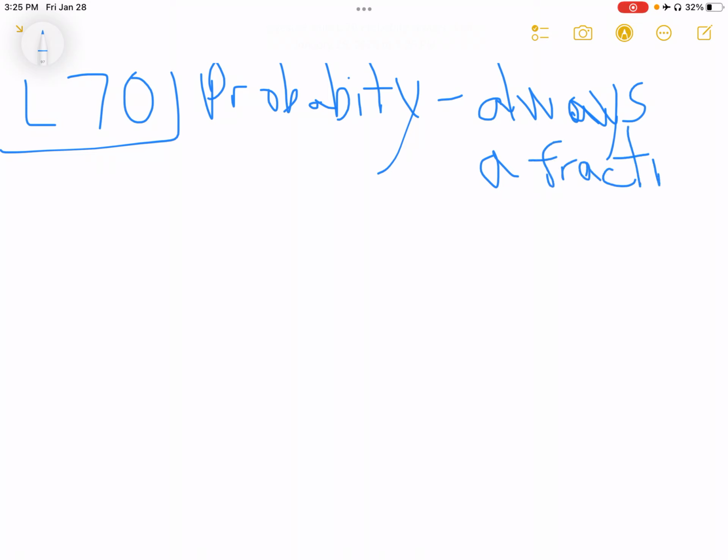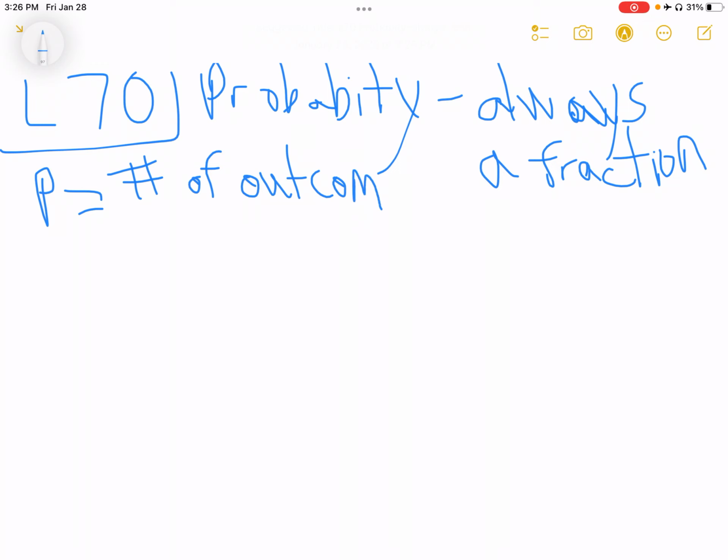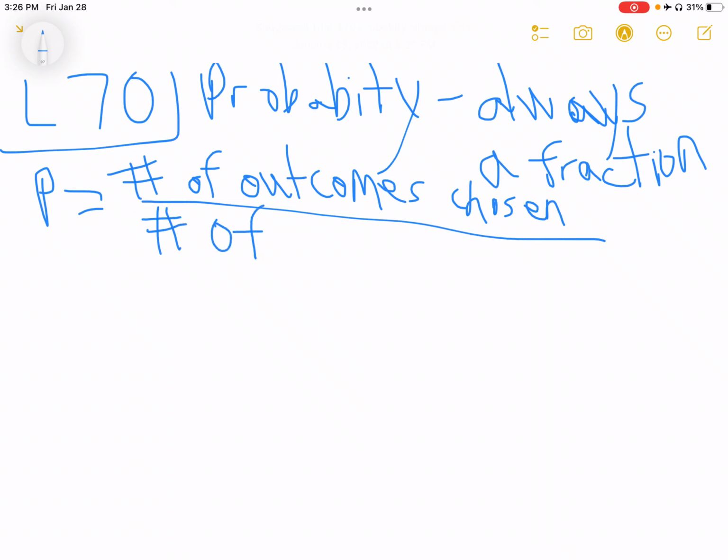You can convert fractions to percents though, right? It's always a fraction. So then if we were going to write probability, we'd say probability is the number of outcomes chosen, divided by the number of total outcomes.